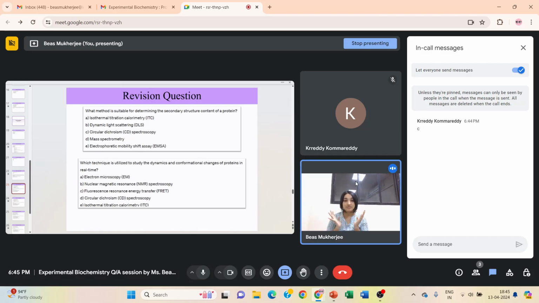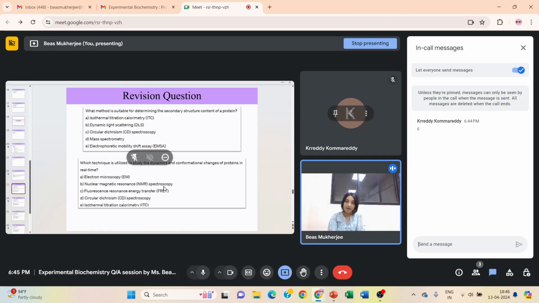So that is going to emit fluorescence. It is going to tell you about the proximity with another protein or ligand or a monomer or something. Then after that there is circular dichroism spectroscopy. This tells you about the secondary structure. What about ITC? ITC tells you about the kinetics, right? It tells you about the energy of binding, free energy of binding with the ligand.